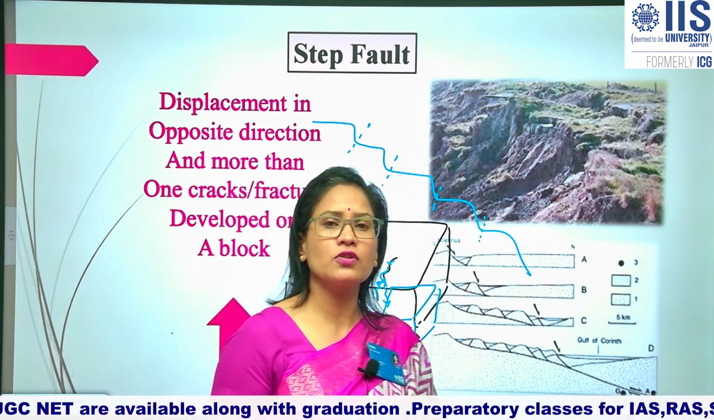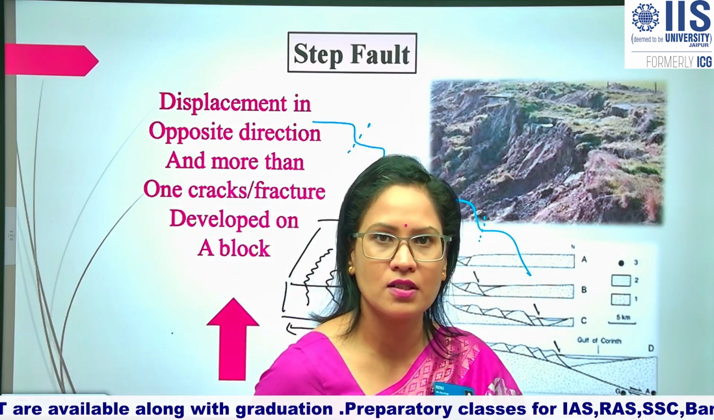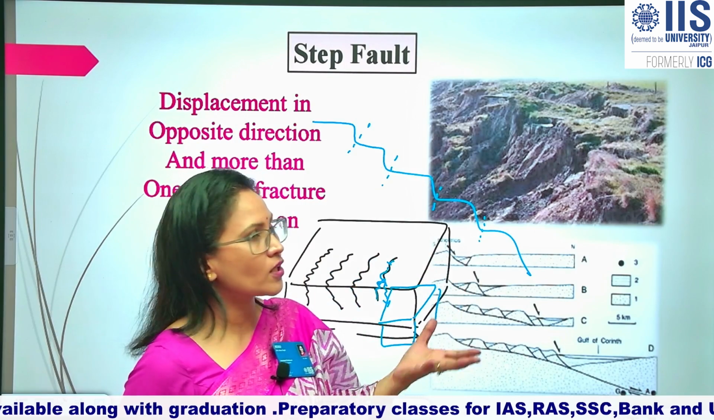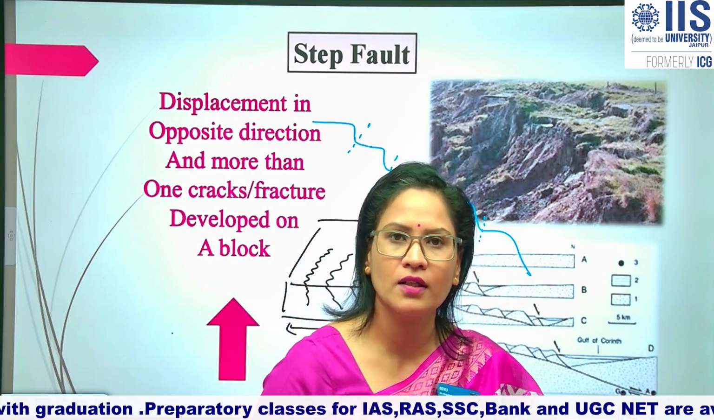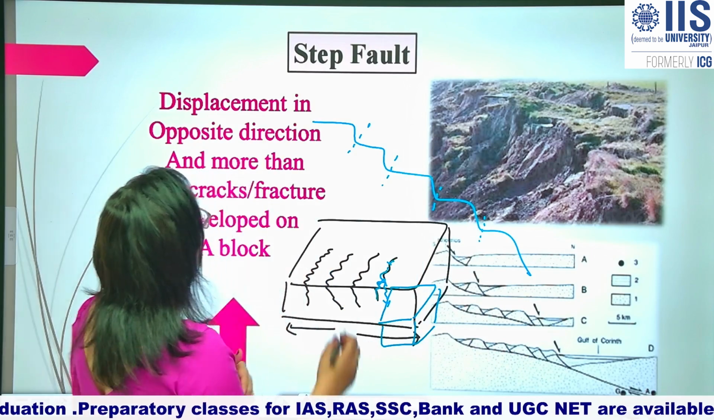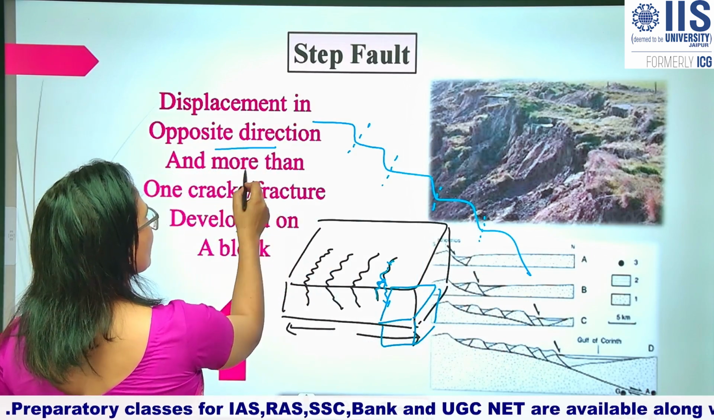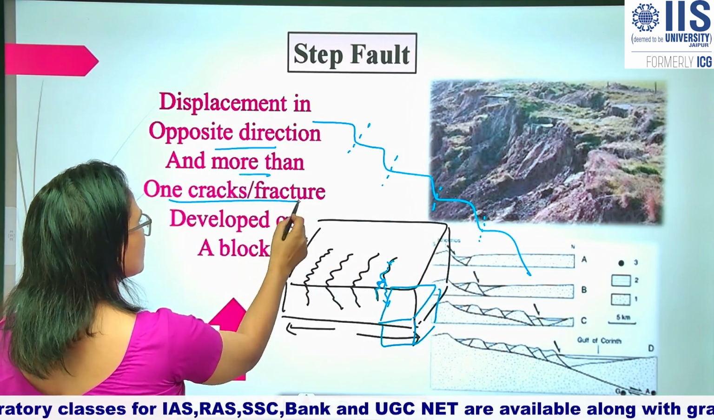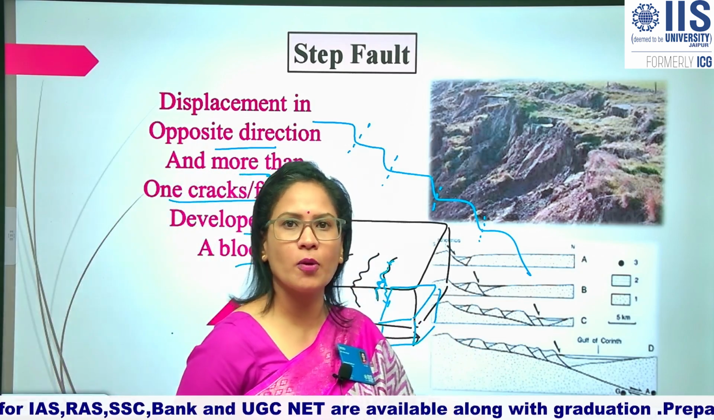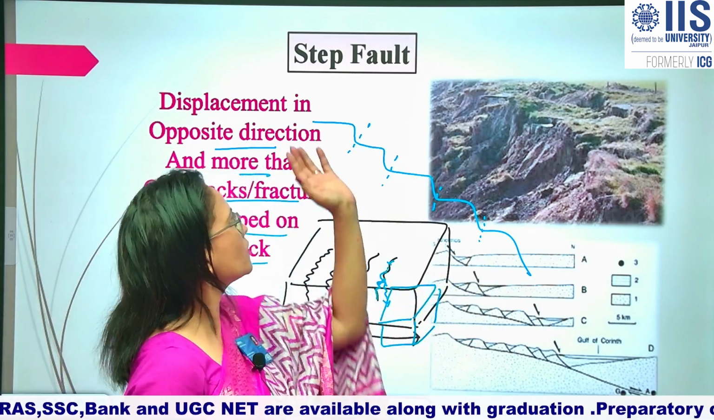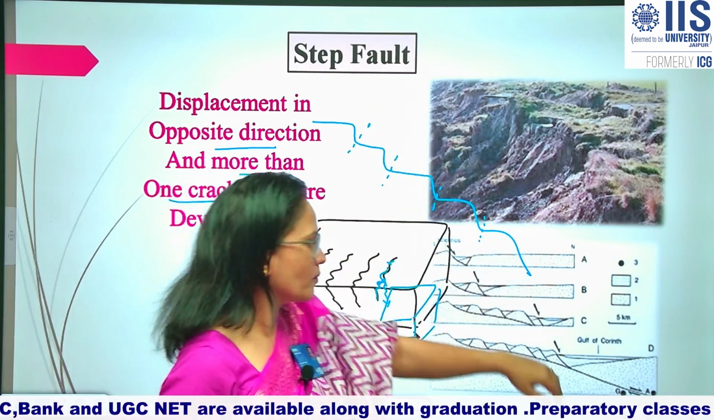This type of structure is very common in hilly regions, and these hilly regions are very popular for tea plantation, coffee plantation, rice agriculture, right? Displacement in opposite directions, and more than one crack or fracture develops on a block. Along that, steps are formed, and because steps are formed, it is also known as a step fault.